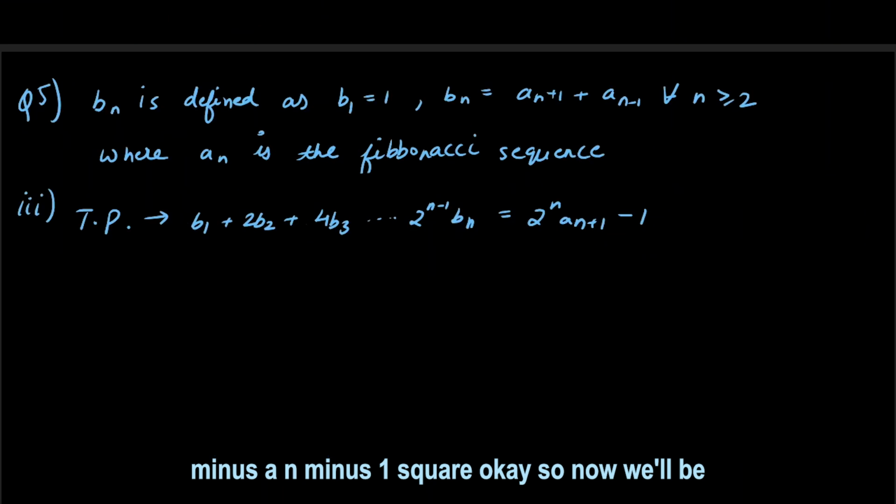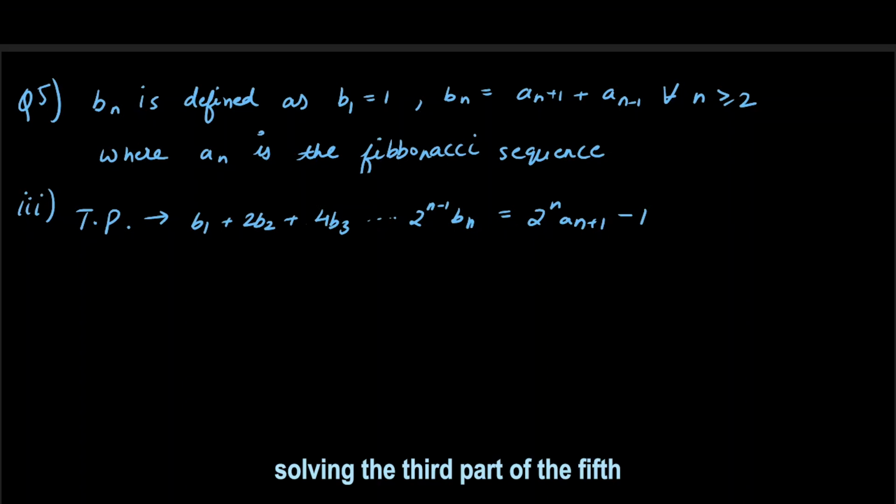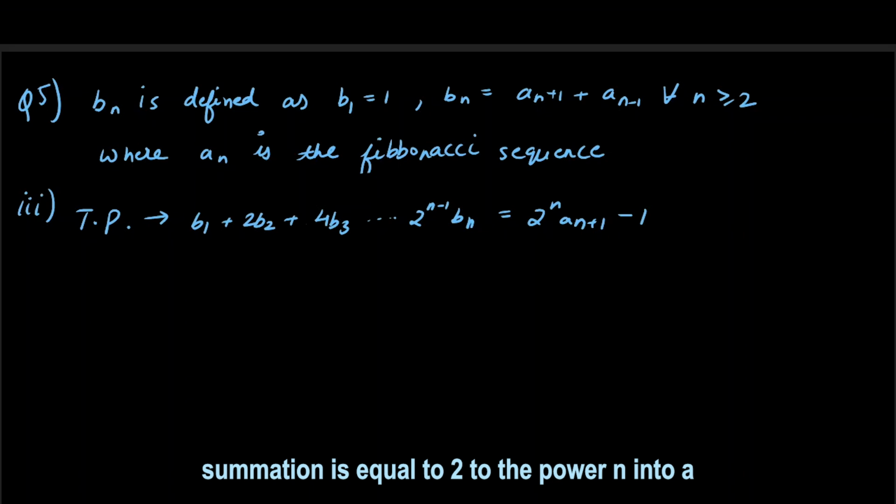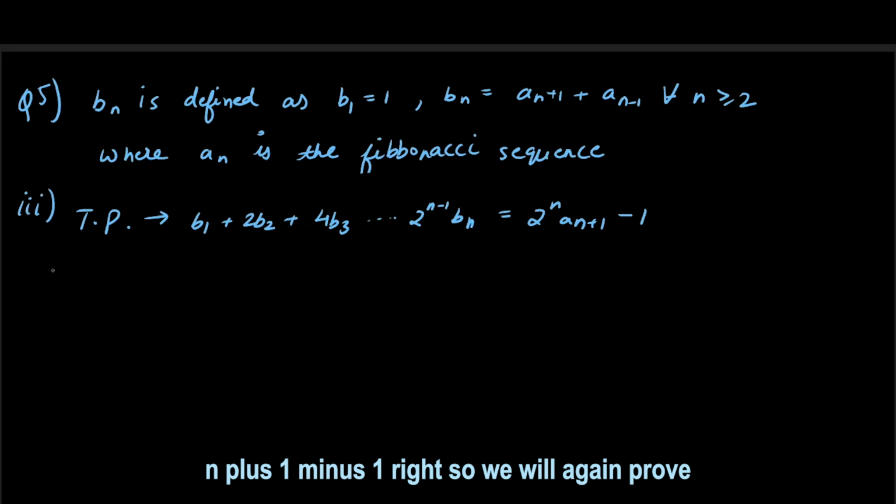Okay. So now we'll be solving the third part of the fifth question. We need to prove that b_1 plus 2b_2 plus 4b_3 till 2 to the power n minus 1 b_n, the summation, is equal to 2 to the power n into a_{n+1} minus 1, right? So we will again prove this by induction.